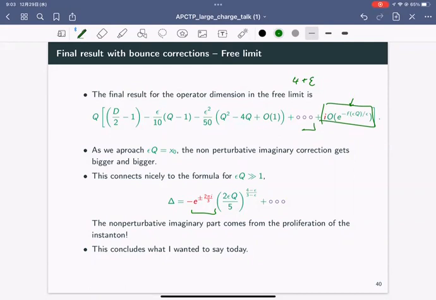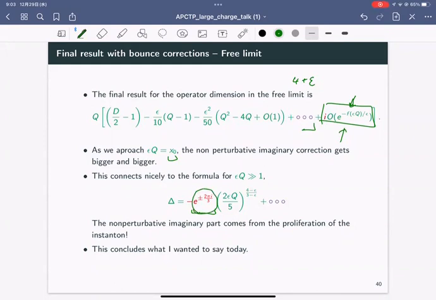You have two expressions from above and below. You can approach the threshold from above, and you can also approach it from below. These would not have matched if we forgot about this imaginary non-perturbative correction. When you approach epsilon times Q to the threshold, they match nicely just because we have this term. And we can say that this non-perturbative imaginary part comes from the proliferation of instantons.